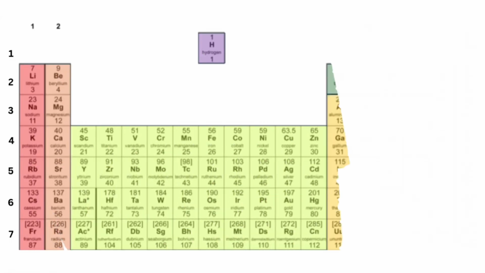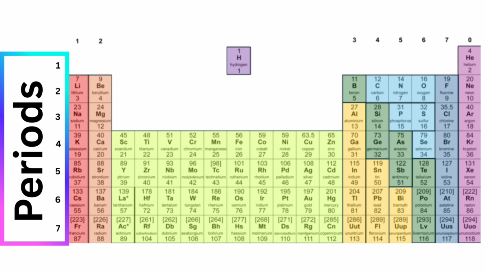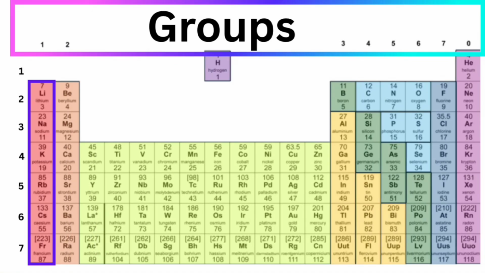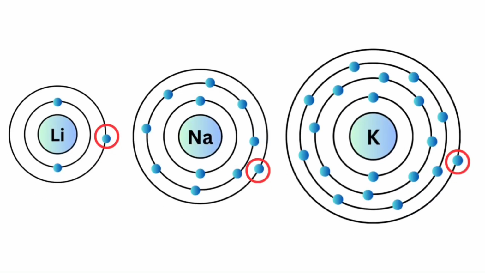The periodic table arranges elements in order of atomic number. It's organized into rows called periods and columns called groups. Elements in the same group behave in similar ways. Why? Because they have the same number of electrons in their outer shell.